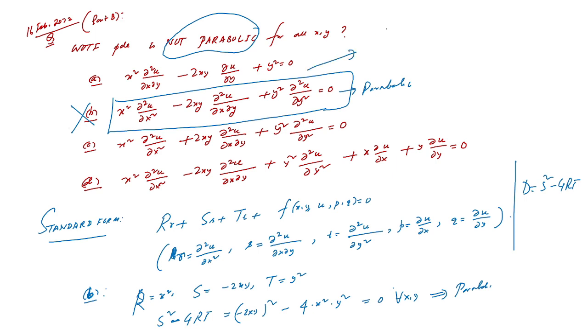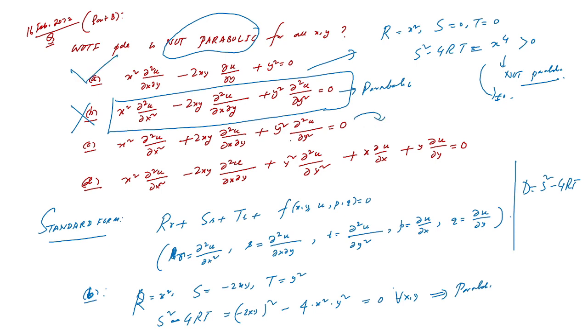Now what about option A? In option A, R equals x square, and this is the first order, so S is 0, T is basically 0. So s square minus 4rt means it will be x to the power 4, and that is obviously greater than 0 for non-zero x. So it is not 0. That means it is not parabolic. Okay, so it is not 0 in general, so it is not parabolic. So option A is true.